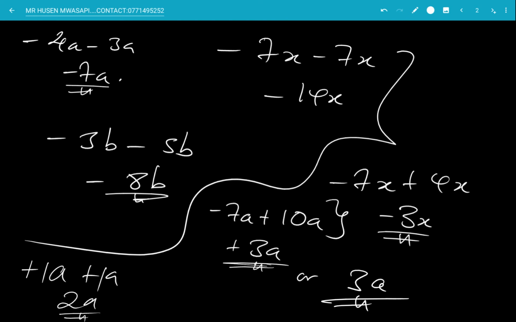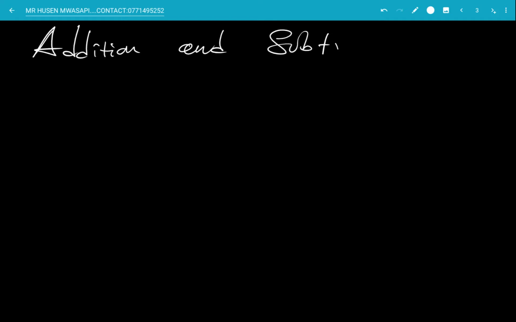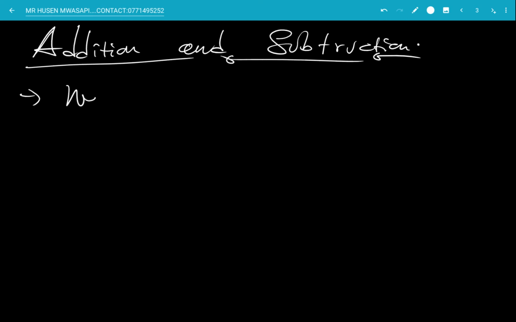So the first section that we'll look at under simplification is called the addition and subtraction part. So addition and subtraction. So now, under addition and subtraction, one thing you should know is this. We add or subtract corresponding what? Values. Or in simple terms, we add and subtract like what? Terms.